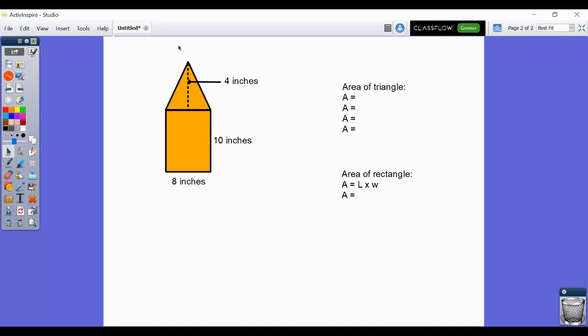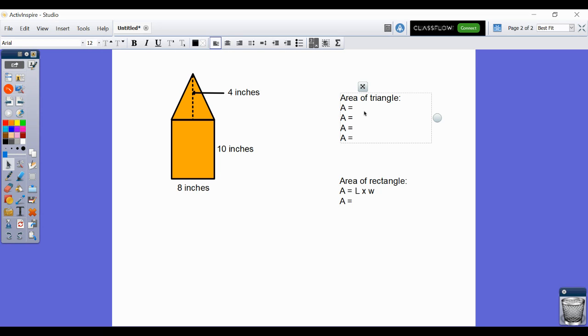To find the total area of our composite figure, we can find the area of each separate figure. So here we have a triangle and we have a rectangle. So we can find our area of the triangle, then we can find our area of the rectangle, and then we can add them together to find the total area of the entire composite figure. So let's take a look at our triangle.